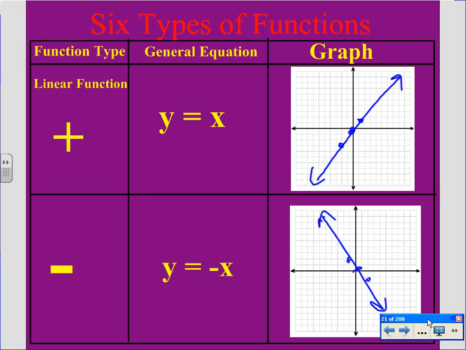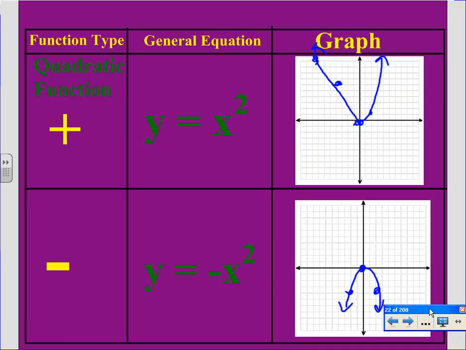Okay? The second type of function, and again, you'll see these again with me next year, is a quadratic function. Now, my drawing is a little bit messy, but this is a parabola. They are quadratic functions. A U-shaped graph, what looks to be like a U-shaped graph, is always a function.